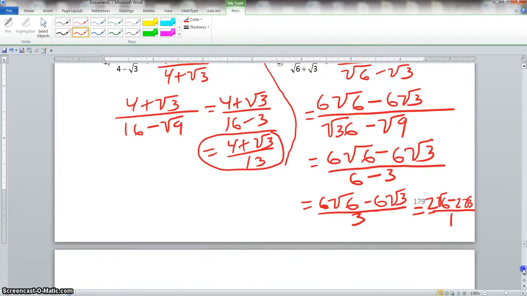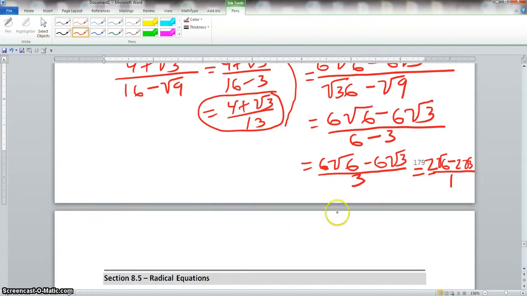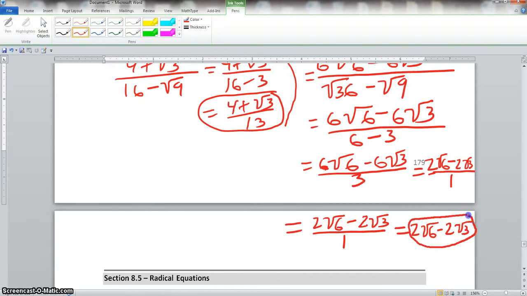I'm going to have to utilize this next page. So what we would end up with is what I wrote here, 2 square root of 6 minus 2 square root 3 all over 1. Now we know anything divided by 1 is itself, so it'd be 2 square root 6 minus 2 square root 3. And that will be the final answer.